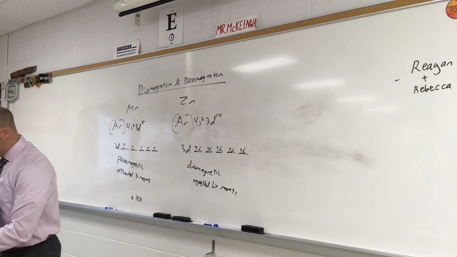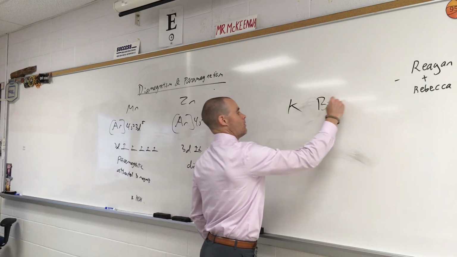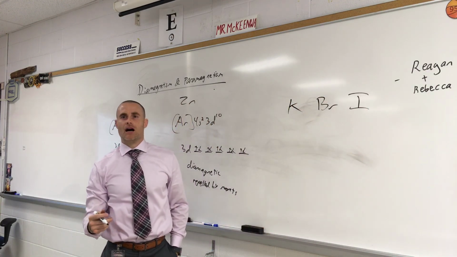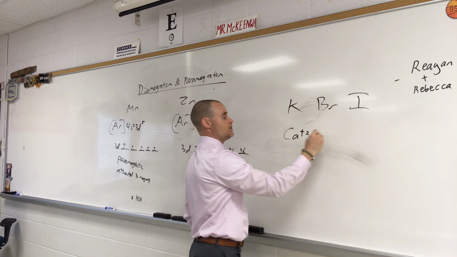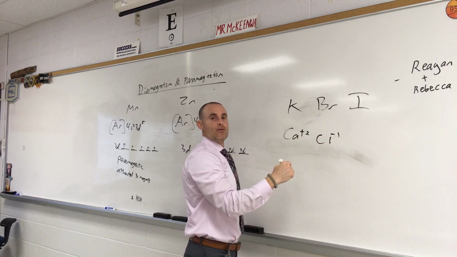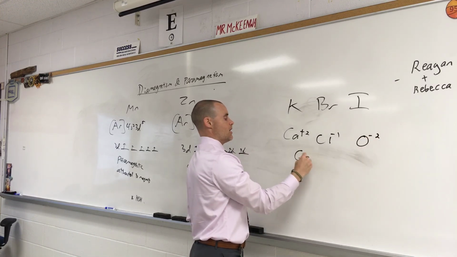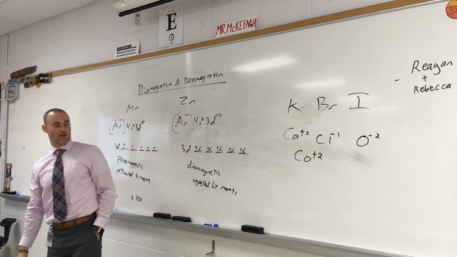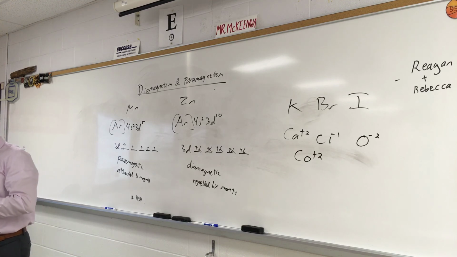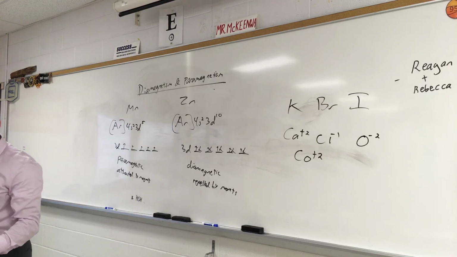Homework, real quick. Give me the electron configurations for potassium, bromine, iodine. I'm going to give you some ions too. Let's do Ca plus 2. Let's do Cl minus 1. And we'll do O minus 2. And I'll do one more. Let's go Co plus 2. I want the electron configurations for all those. And that's it. You're going to have more down the road, but that's it. Okay. Don't use the noble gas core. That's cheating. Write down all the levels. So much easier.